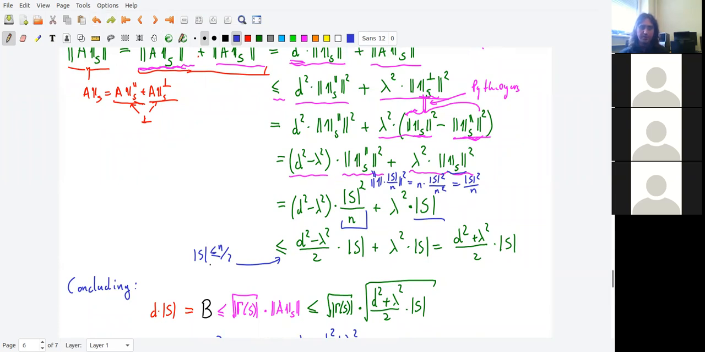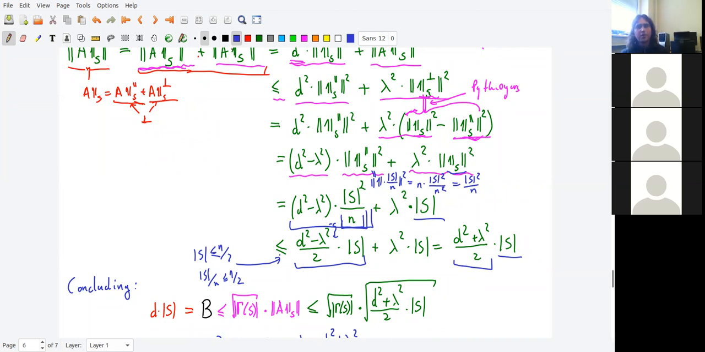This means that S over n is at most 1/2. So I can take S over n from this term and upper bound it by 1/2 here. This justifies the transformation between these two terms. The other term is still there. If I now put S in front, I get here a multiplier (d square plus lambda square) over 2.